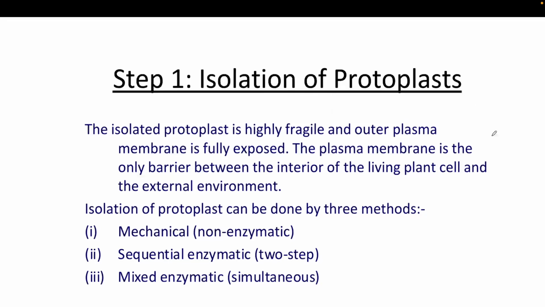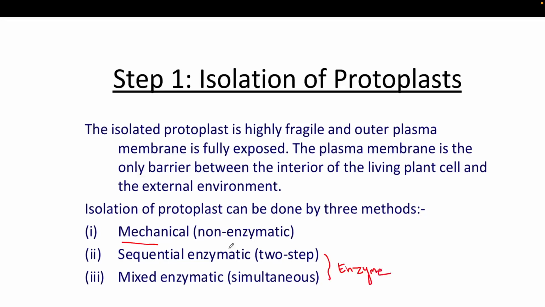Because of the presence of the cell wall, you can't directly fuse two plant cells together, so that's why we require the protoplast. The isolated protoplast is highly fragile and the outer membrane is fully exposed. So directly, I can go to what the methods of isolation of protoplast are. There are two basic protocols. The first one is the mechanical method, and these two are the enzymatic methods. This is the enzymatic-based method, and this is the mechanical or non-enzymatic method.